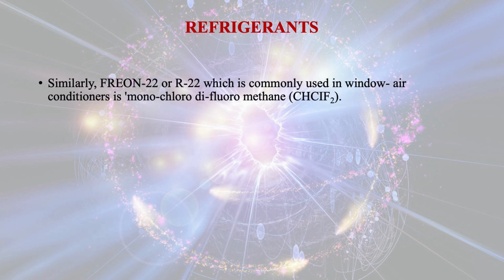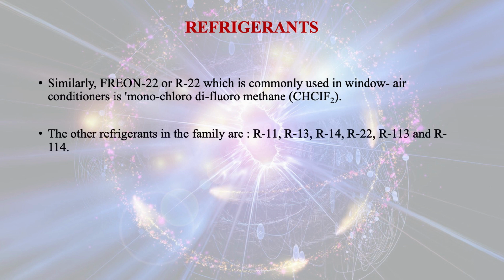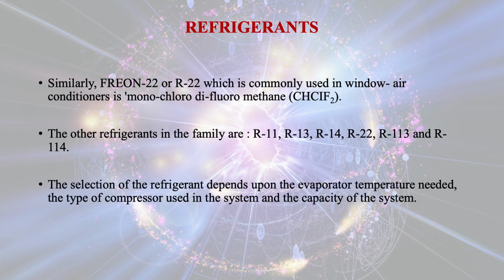Similarly, freon 22 or R22, which is commonly used in window air conditioners, is monochlorodifluoromethane. The formula is CHClF2. The other refrigerants in the family are R11, R13, R14, R113 and R114. The selection of the refrigerant depends upon the evaporator temperature needed, the type of compressor used in the system and the capacity of the system.